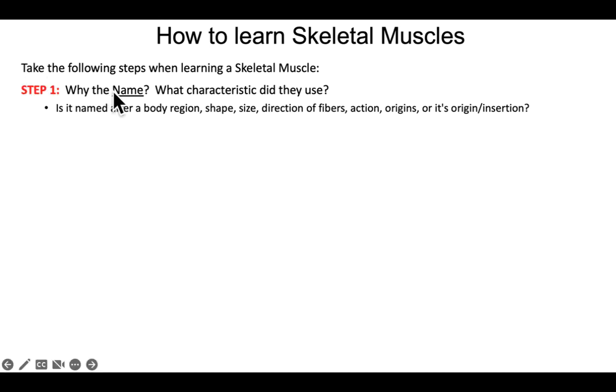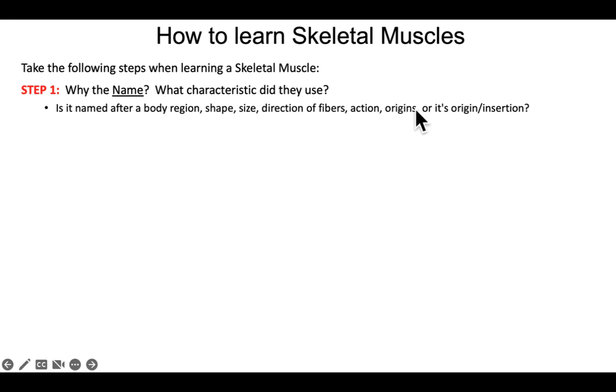So step one, why did they name it that way? All right, what characteristic of that muscle was used to name it? Sometimes it's a body region. Sometimes it's the shape of the muscle or the size of the muscle. Sometimes it's the direction the muscle fibers are running. Sometimes it's action. So what does it do? Is it a flexor? Is it an adductor?